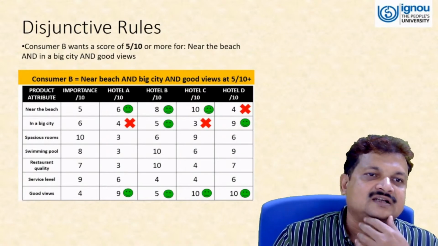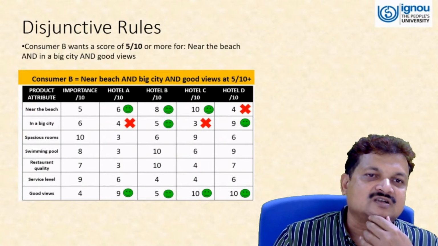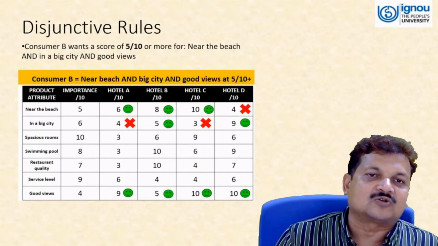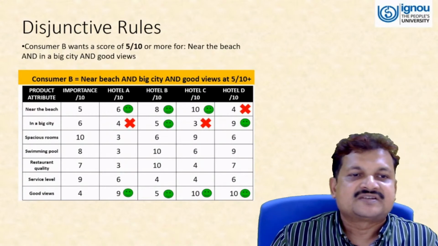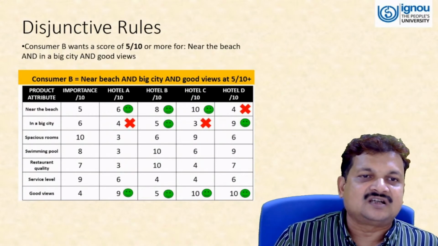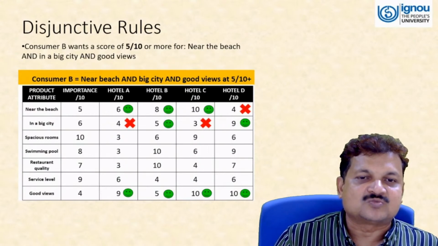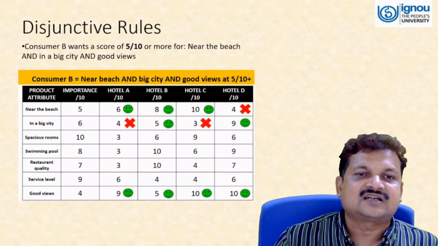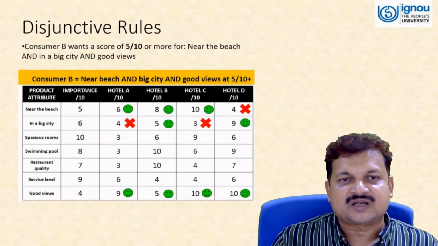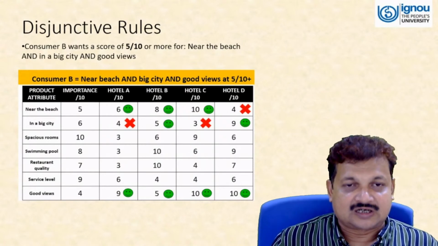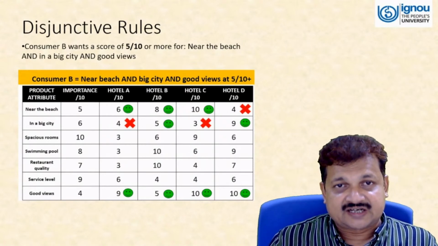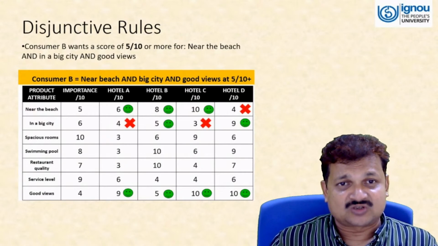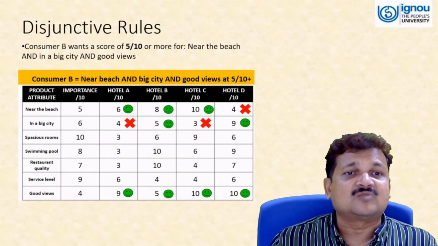So you will find that the score for near the beach is 5, the standardized score being given. Your hotel score must be more than that. Second is the big city, that is 6, and third one is good views, which is 4. So you can see that Hotel A is not selected because 6 is more than 5, but 4 is not more than 6. But another point is right. The second case is Hotel B, 8 is more than 5, then 5 is not more than 6.